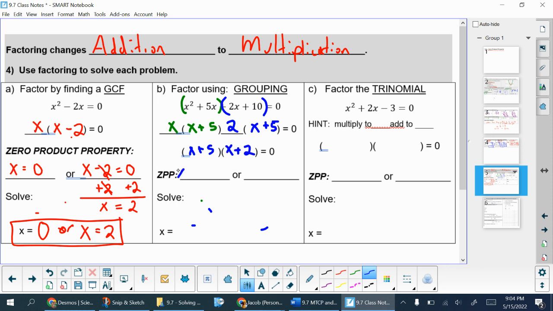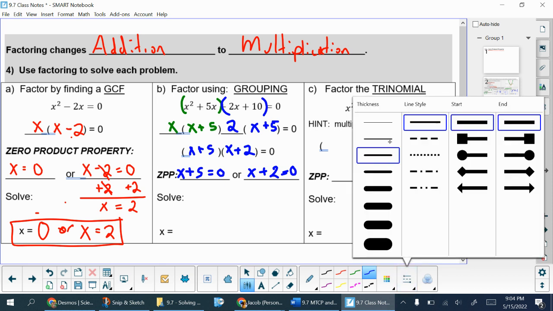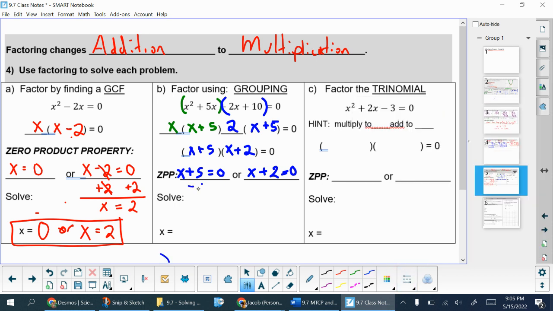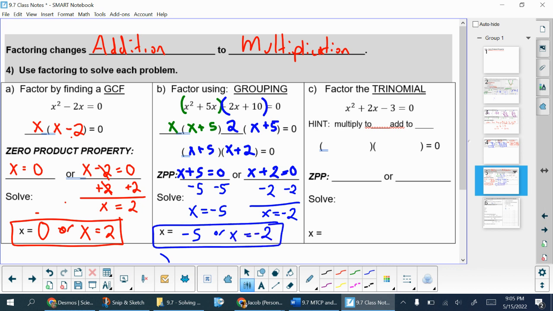Zero product property says that either x plus 5 is equal to 0 or x plus 2 is equal to 0. And I can solve those two equations to figure out what my final answer is going to be. So here I'm going to have to subtract 5, get x equals negative 5. Here I'll need to subtract 2. Subtract 2, get x equals negative 2. And so either x equals negative 5 or x equals negative 2 are my possible solutions.